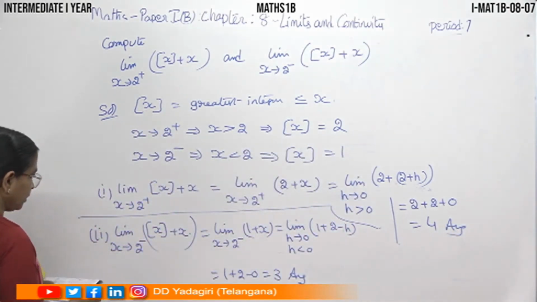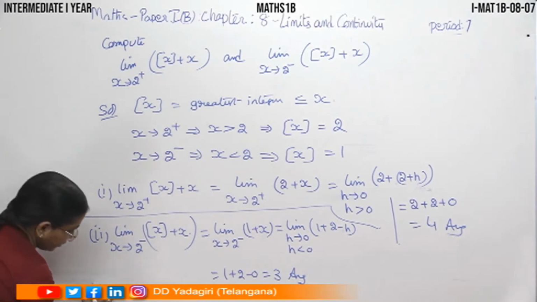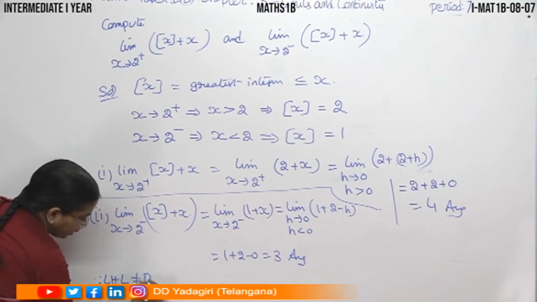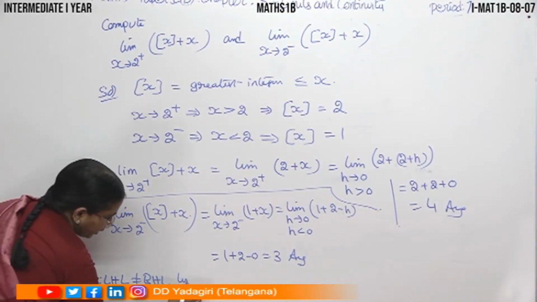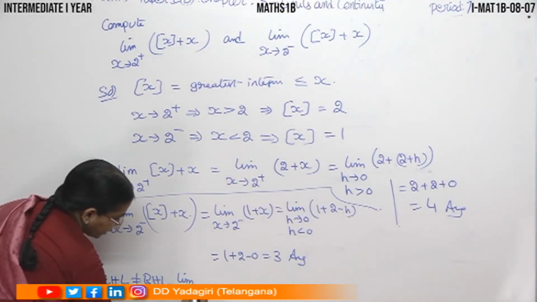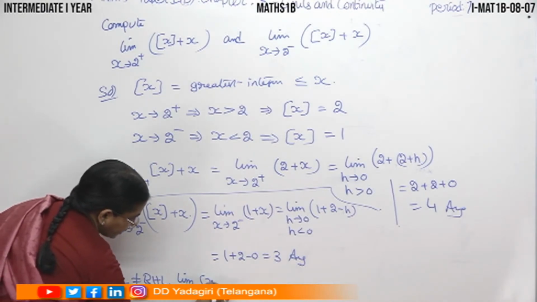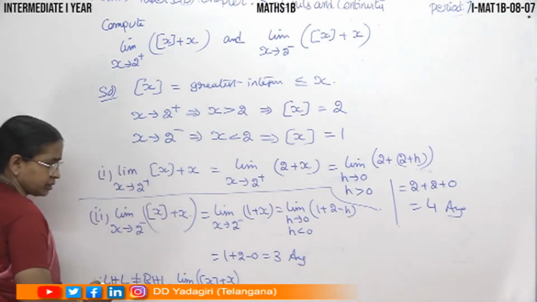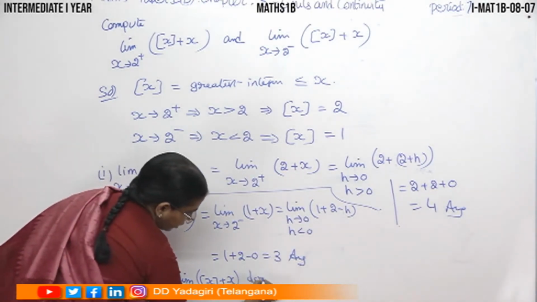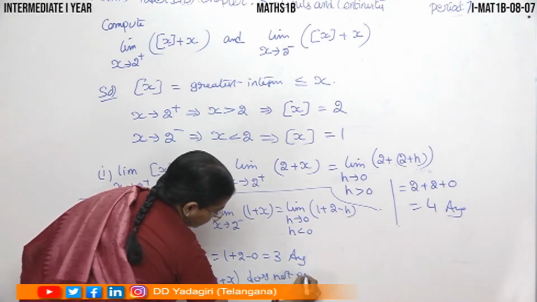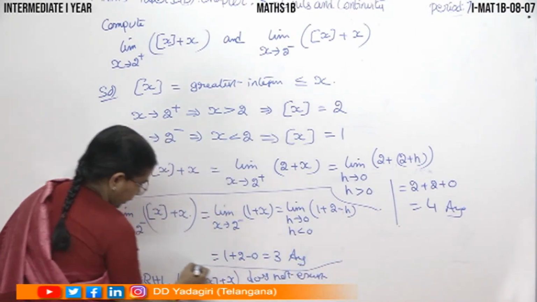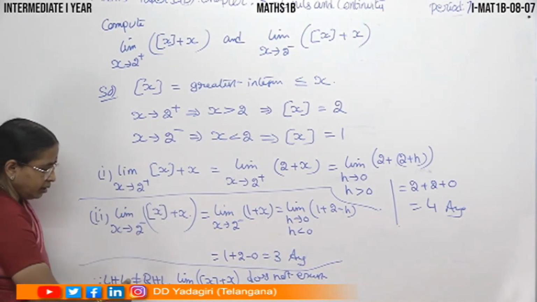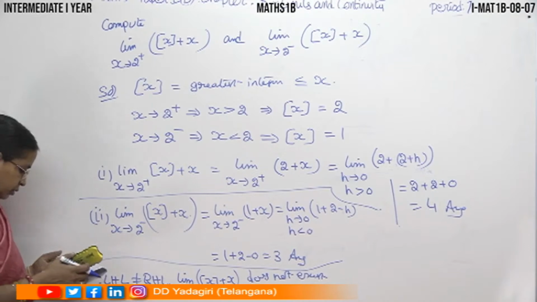So we can conclude, since left hand limit is not equal to right hand limit, the limit x tending to 2 of step x plus x does not exist. This is not asked in the question, but still. Only these two he asked. But because we observed that the left limit and right limit are not equal, we are concluding like this. Okay.